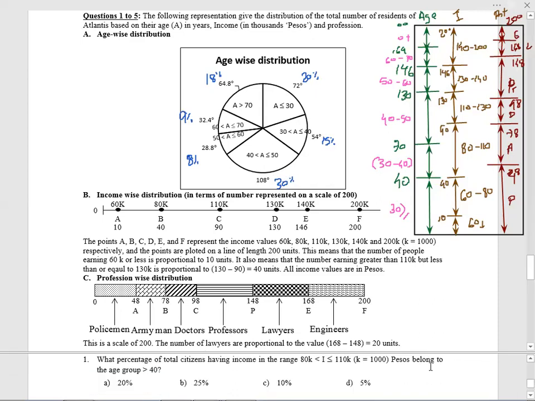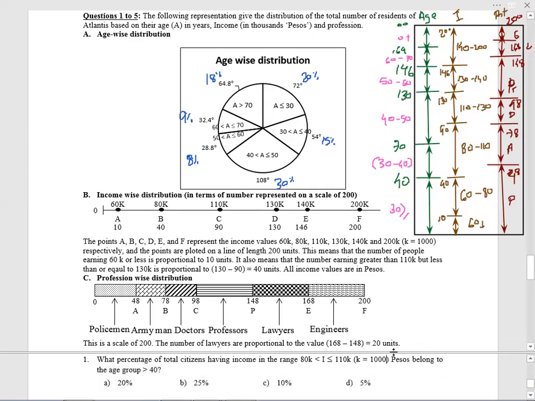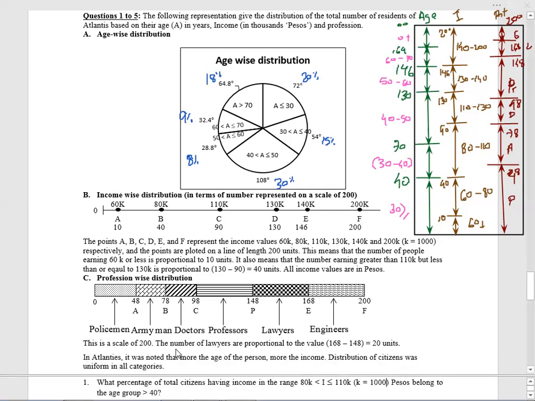Since I have the table, I can hide a little bit of data. What percent of total citizens have income? Acha, one important thing is this one. The more the age, the higher the income. So there is a direct relation between these two, green and brown, not with profession.